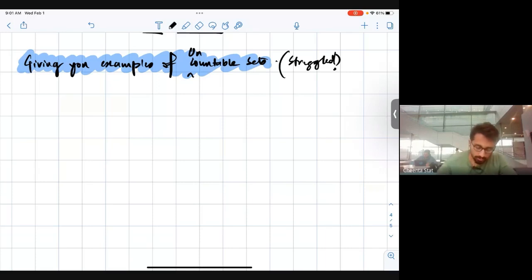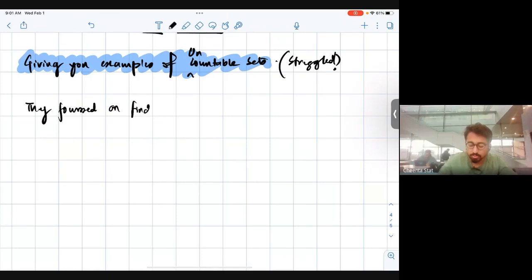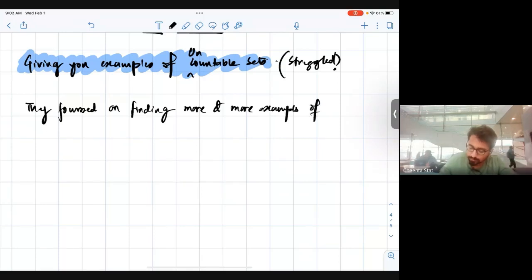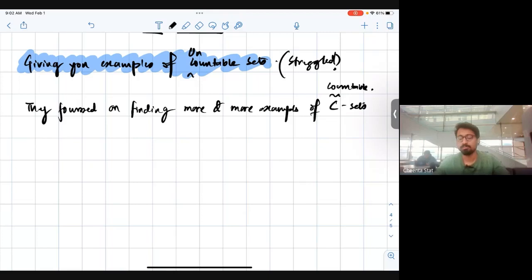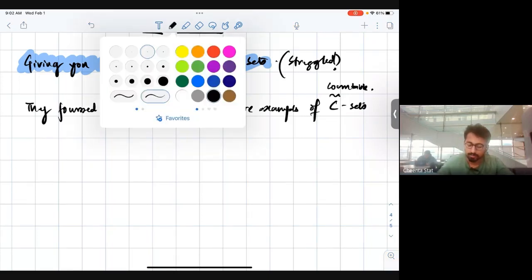They focused on finding more and more examples of countable sets. It will save time. So they focus on finding more and more examples of countable sets, like how we can form them. This is called the arithmetic of countable sets.